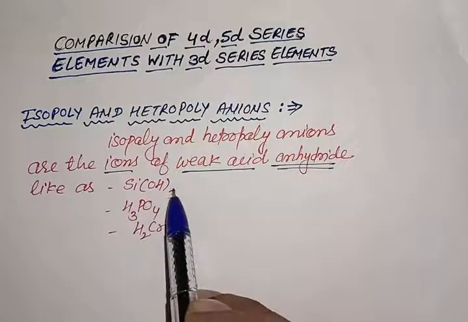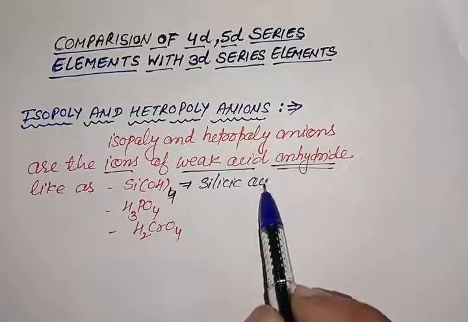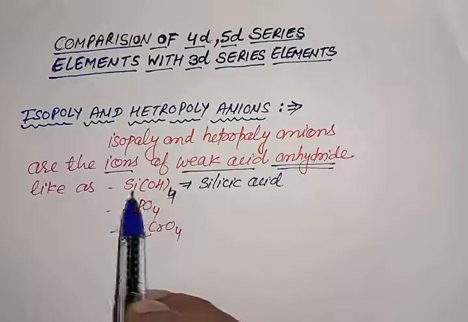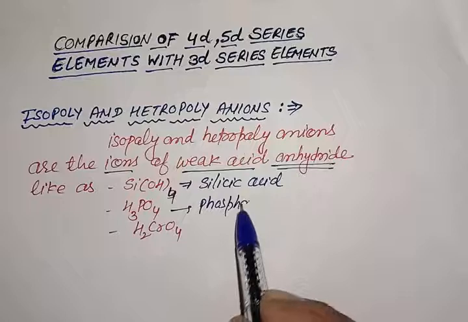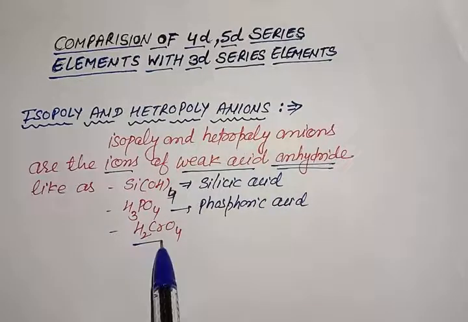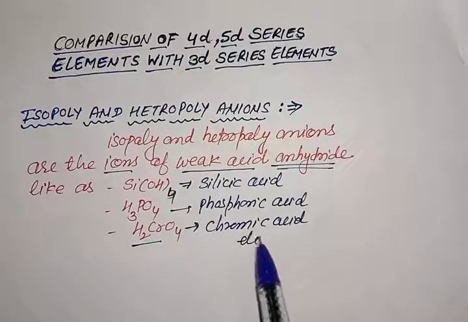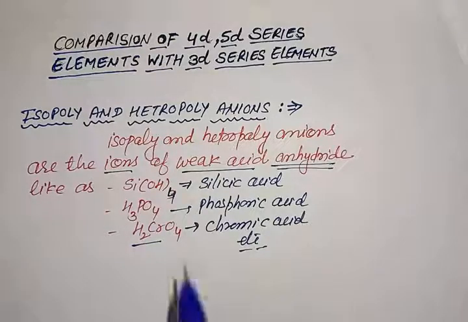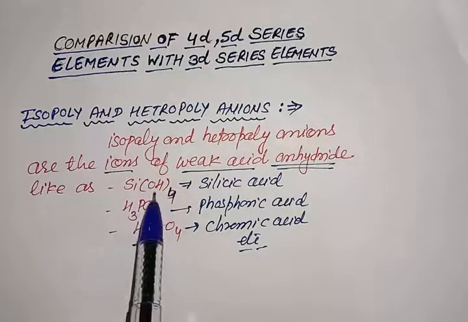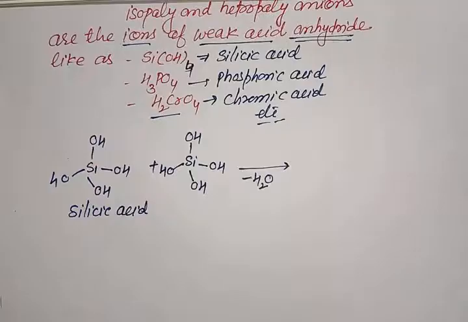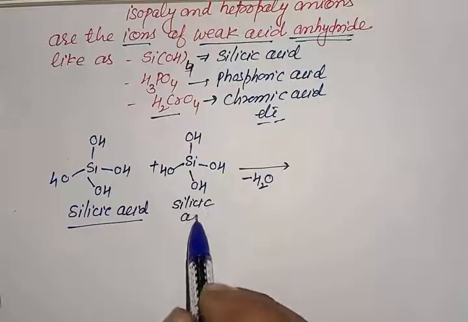Weak acids like Si(OH)4, that is silicic acid, tetrahydroxide of silicon. Then H3PO4, that is phosphoric acid, and H2CrO4, that is chromic acid, etc. These acids are weak acids, and when these acids combine together, water is removed and they form their respective anhydrides. This is the first unit of the silicic acid, and this is another unit of the silicic acid.